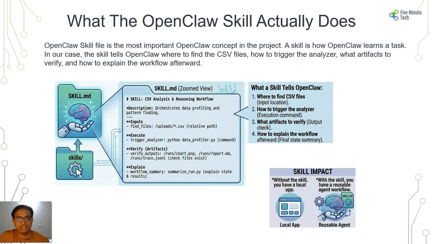Now, the OpenClaw skill, we talked about it briefly. What does it actually do? The OpenClaw skill file is the most important OpenClaw concept, especially in this project, because the skill is how OpenClaw learns a task. In our case, the skill tells OpenClaw where to find the CSV file, how to trigger the analyzer, what artifacts to verify, and how to explain the workflow when required. So this is a brief snapshot of the skill.md file, which I will showcase when we are coding. It shows all the steps which have to be performed to complete the desired output of the application.